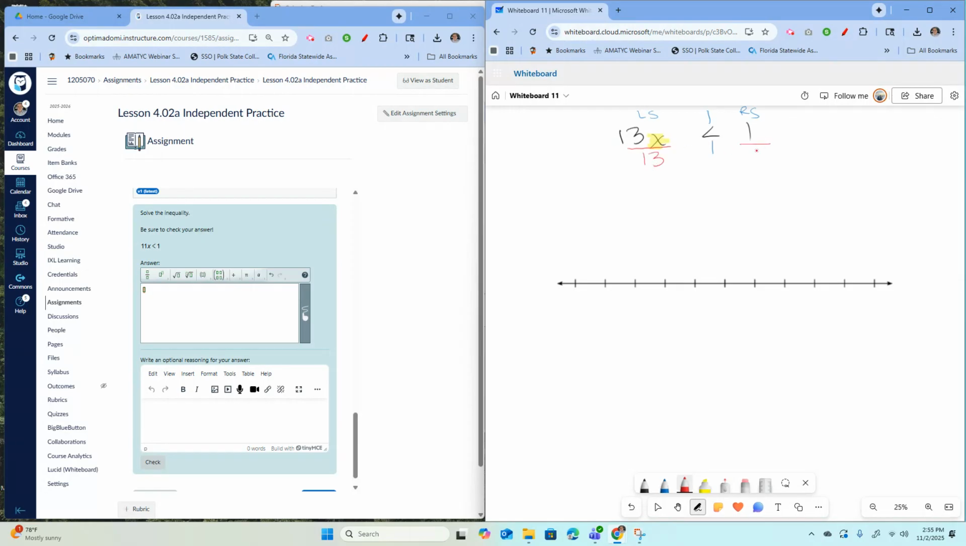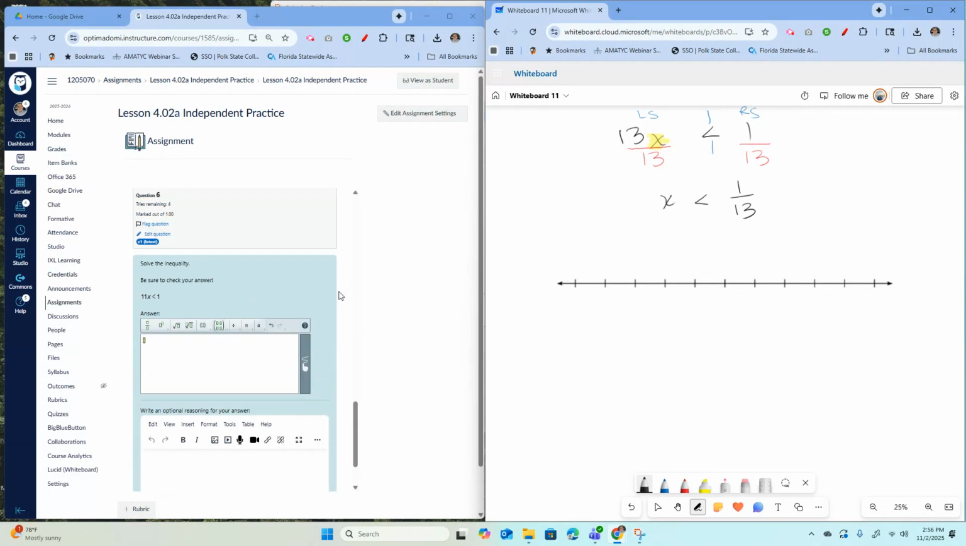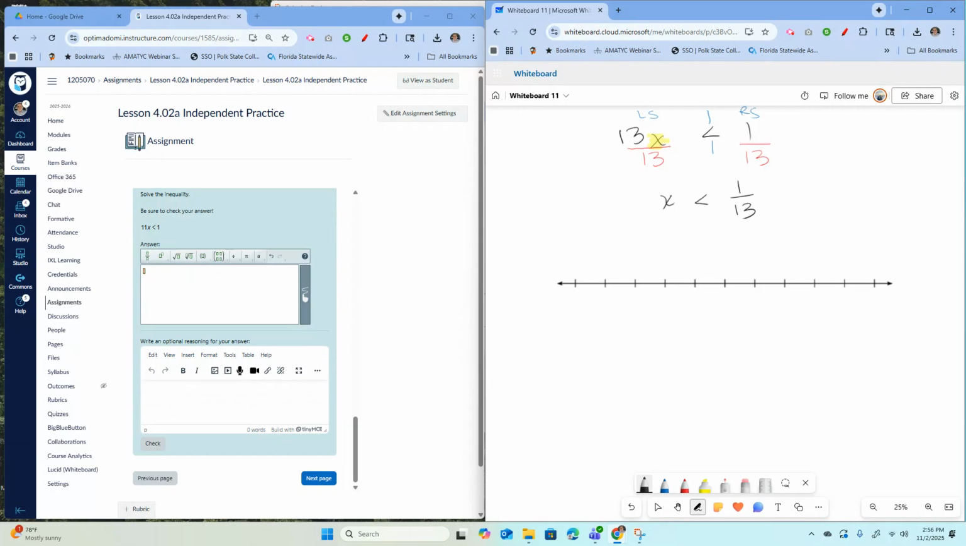Whatever you do on one side, you do on the other. 13x divided by 13 is 1x, but we do not write the 1. So we just say x, drop the less than. You put this in the calculator, you're going to get a decimal. So just leave it like a fraction. Okay? And that's how you do problem number 6. Again, I did a similar one. Let's go to the next one.